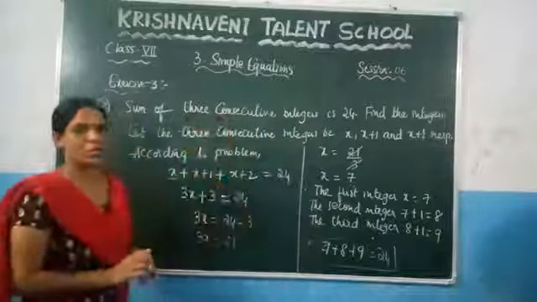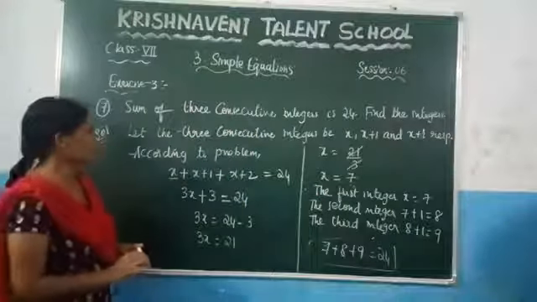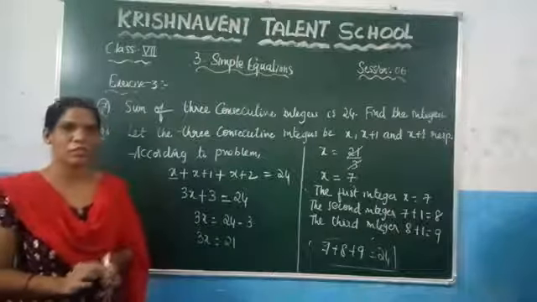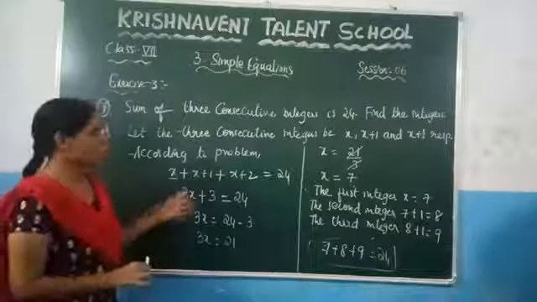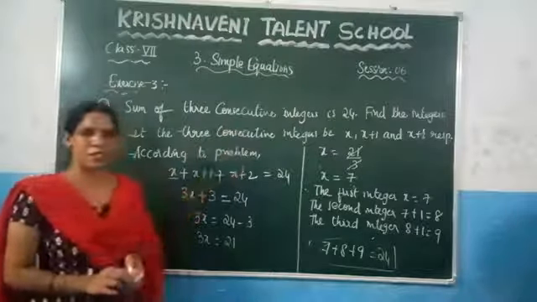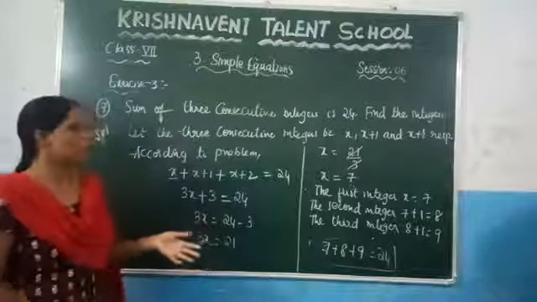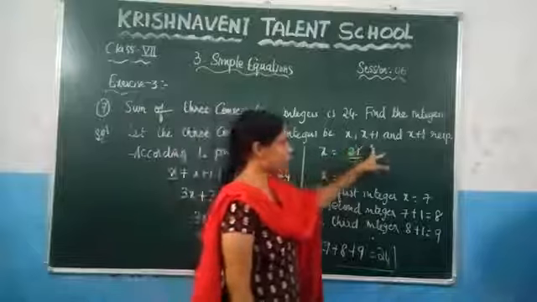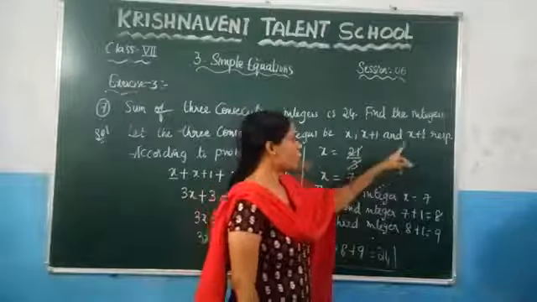So how do you solve this problem again? The question says the sum of three consecutive integers is 24. To solve this problem, you need to know the meaning of consecutive. Consecutive is nothing but the next number. If you take one number as x, the next number is x plus 1, and the next number is x plus 2.